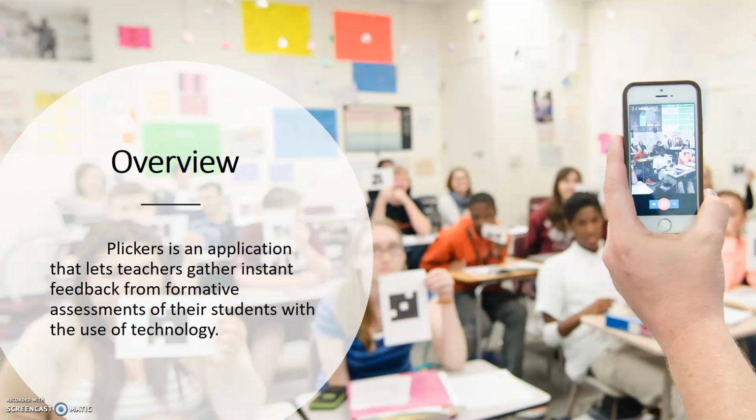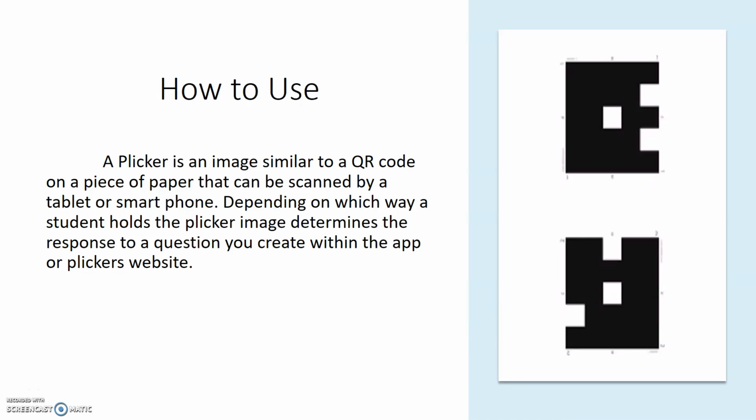Plickers is an app that lets teachers get instant feedback from students through assessments. It's kind of like a QR code on a piece of paper. Each direction has a different answer, like A, B, C, or D, and then the teacher will scan the class with the camera on their phone and get instant feedback of each student's individual answer.